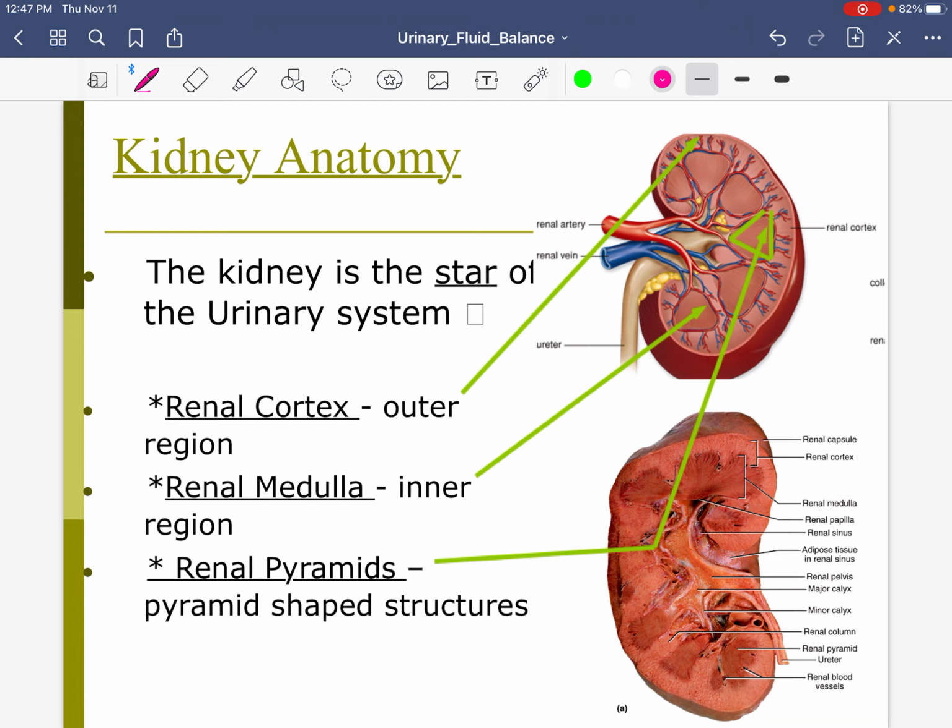So this is going to be the part on anatomy. And we're going to spend most of our time talking about the kidneys. The kidneys are the star of the show. This is where we filter the blood. This is where we produce urine. Everything else is basically a transport or storage vesicle.